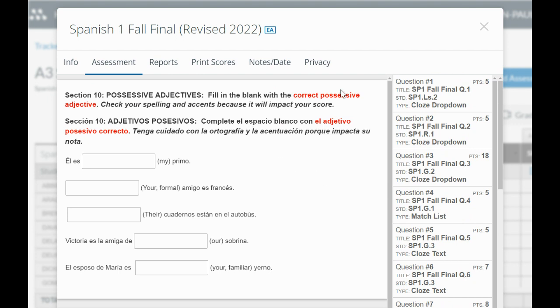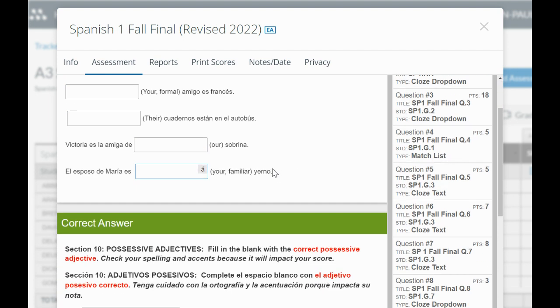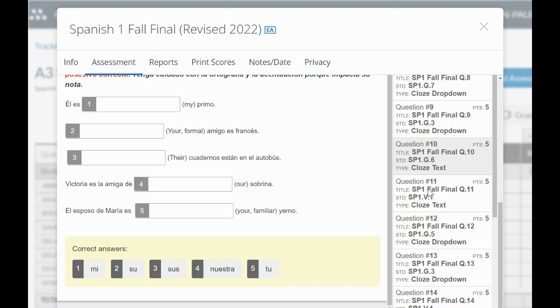Question 10, fill in the blank with the correct possessive adjective. Check your spelling and accents because it will impact your score. So make sure you put the correct possessive adjective in each one of these boxes according to what it is in the parentheses. And that's question 10.